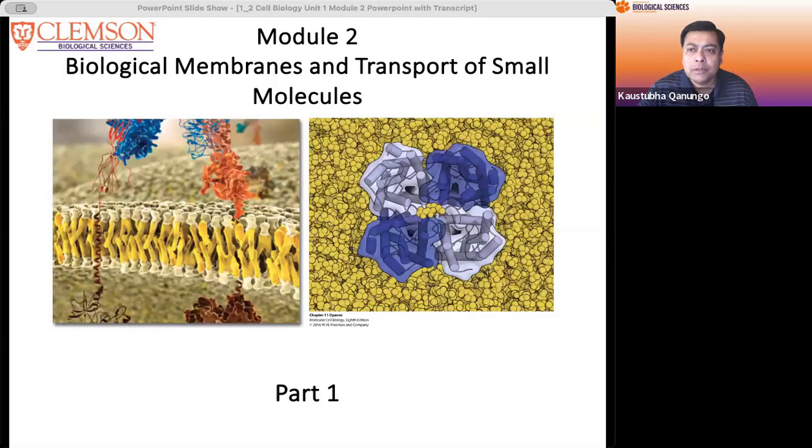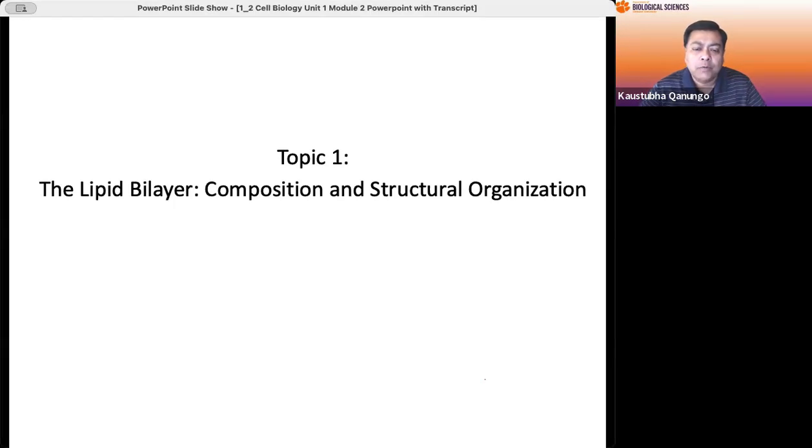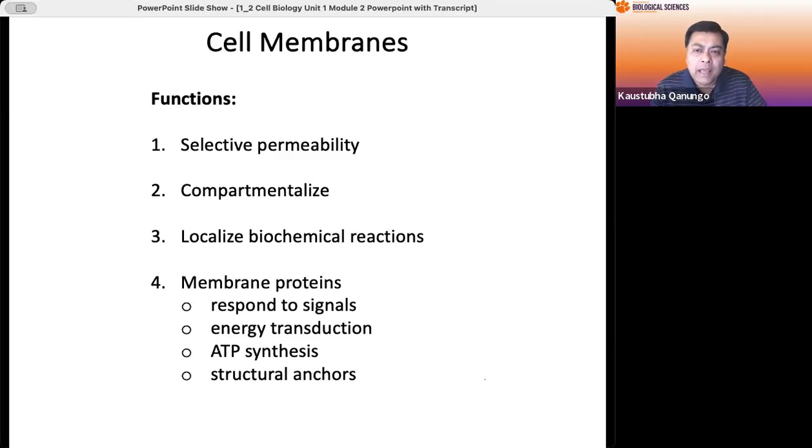Module 2. And we will start with the biological membranes and the transport of small molecules. First, we are looking at the plasma membrane, the phospholipid bilayer, and the functions. These are very generalized, all straightforward.